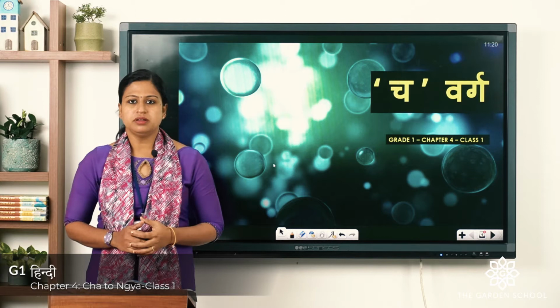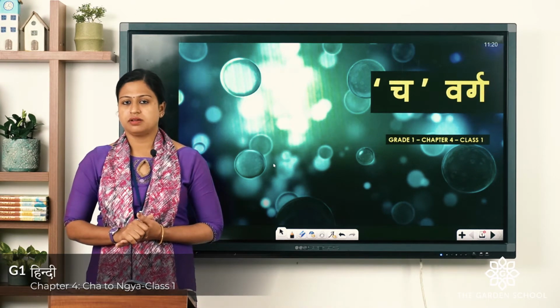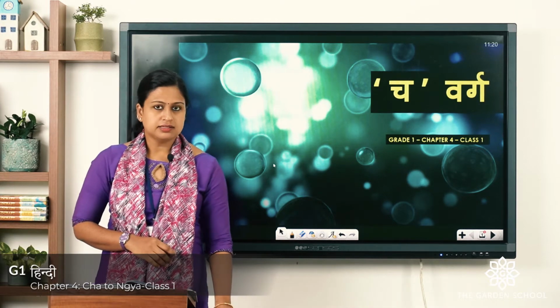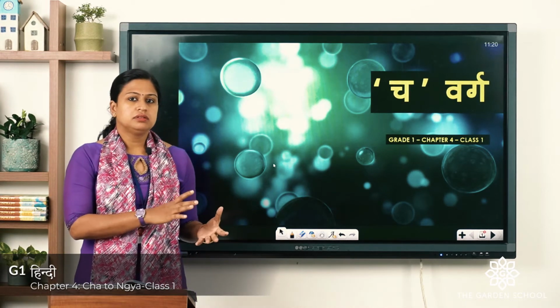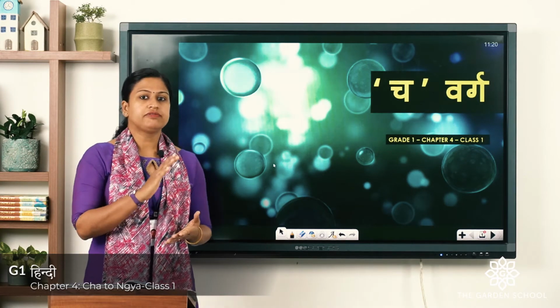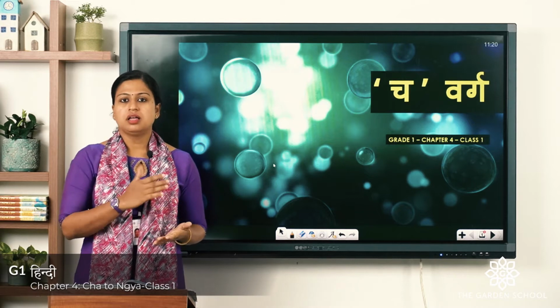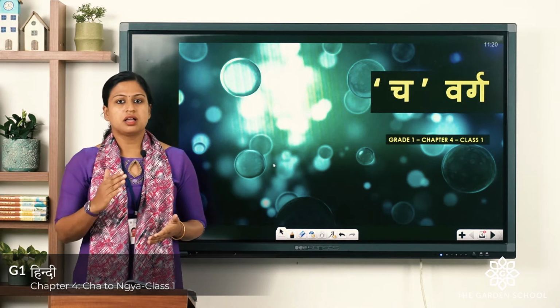So kids, today we'll start a new chapter, chapter number 4, and the name of the chapter is चा वर्ग. In the last class, we learnt about the first five consonants, that is the first five Vyanjan letters. That was ka, kha, ga, gha, nga.